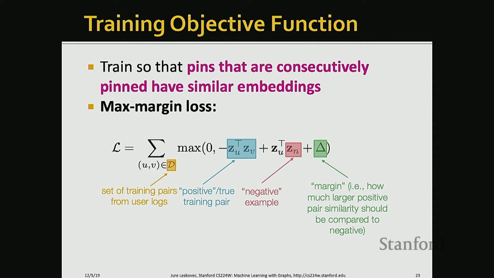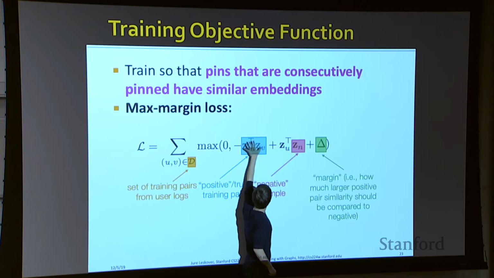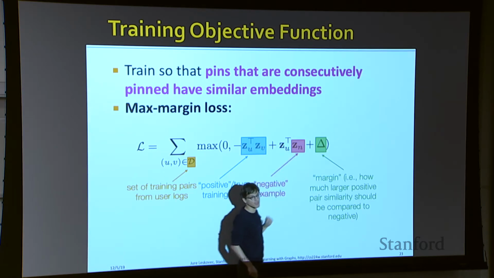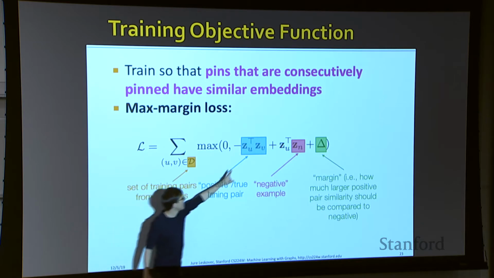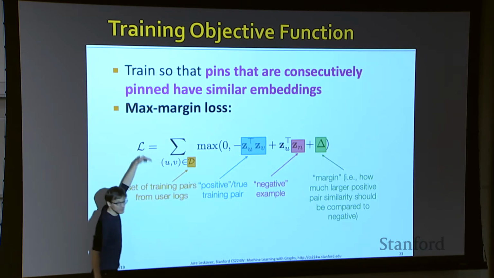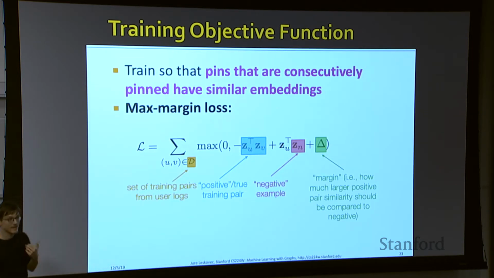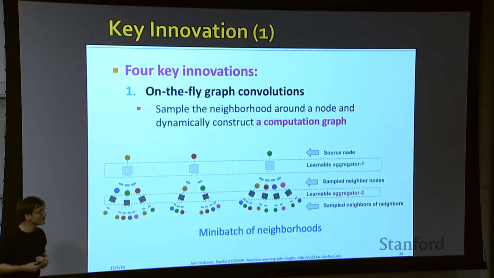The reason why it's called the max margin is because I have this delta term here, and this tells me how much more similar the positive pair is versus the negative pair. And I want to select the embedding Z in such a way that this loss is minimized. That's what I want to do. Okay, so now how do I do this?